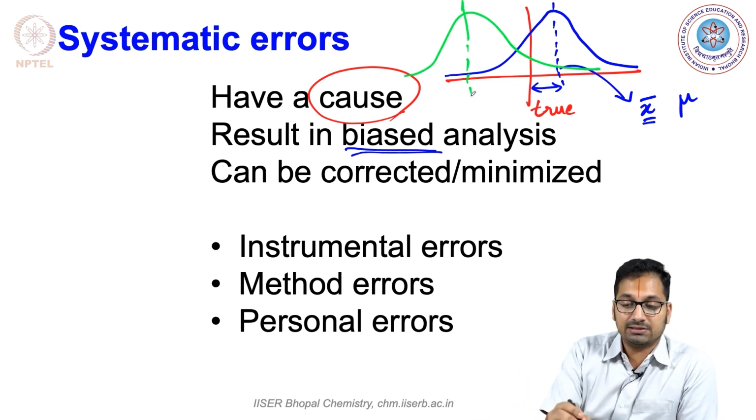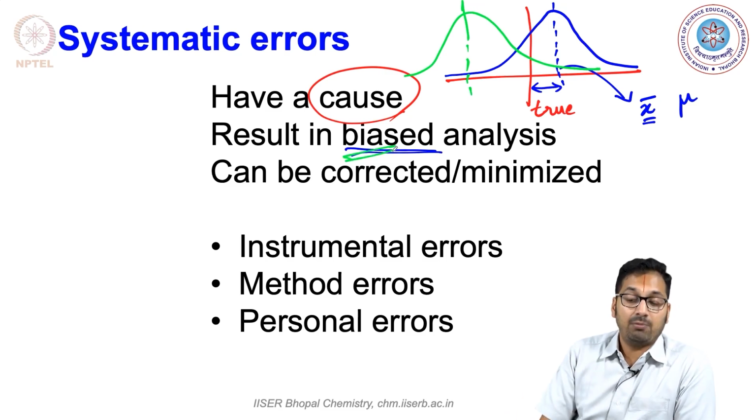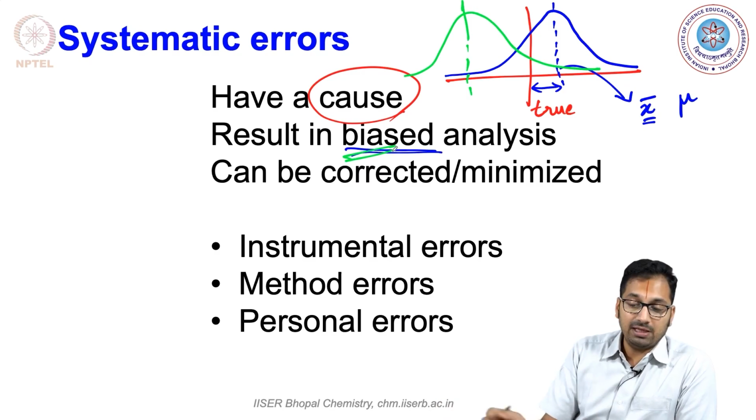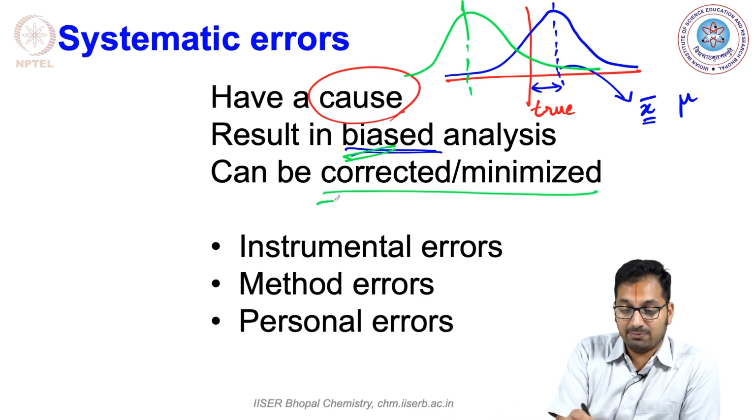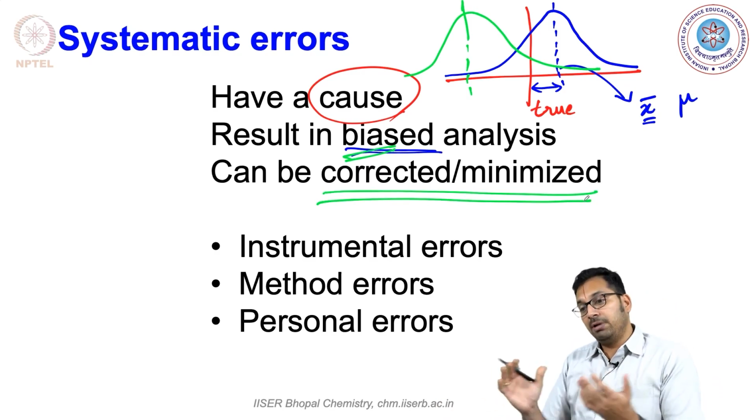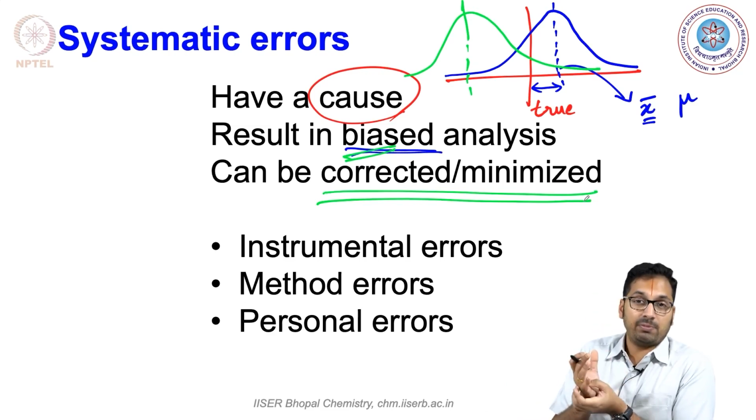So basically all this results in a bias in your measurement and probably the analysis that you would end up doing as you go forward. But the good thing here is that these errors can be corrected in some cases to as minimum as possible.